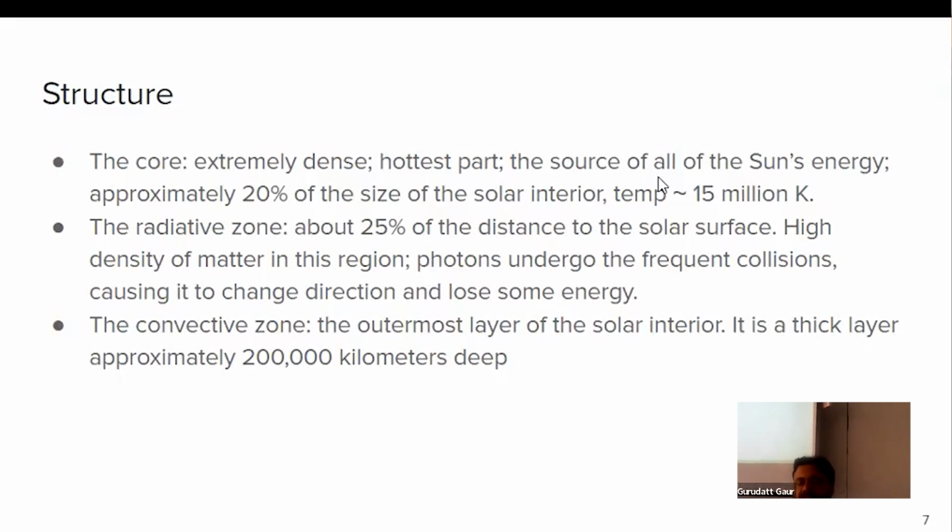We call it the radiative zone because the processes are radiative. You know how radiation happens. We get sunlight from the sun to the earth. There's no medium. How does it travel? It travels through radiation. That's why we call it radiative. Whatever energy you have in the core travels out in the form of radiative processes. You can read about radiative transfer.